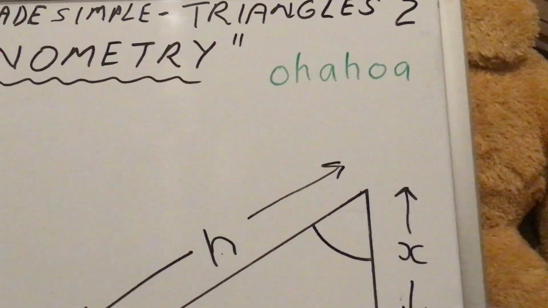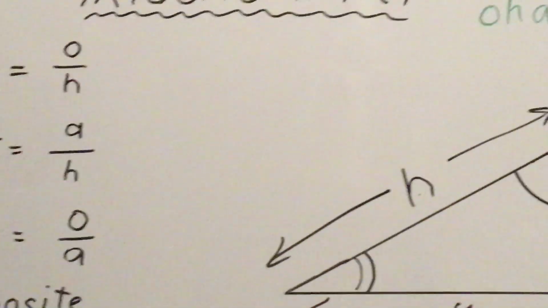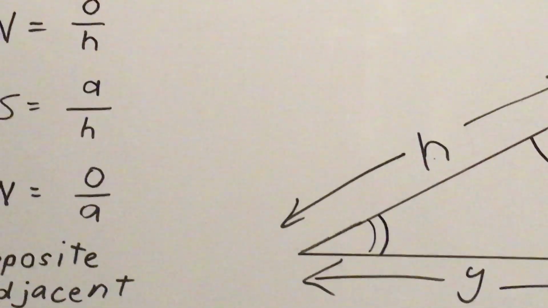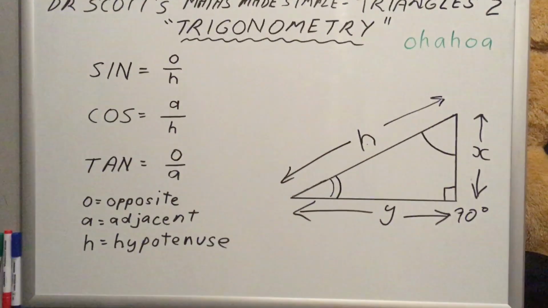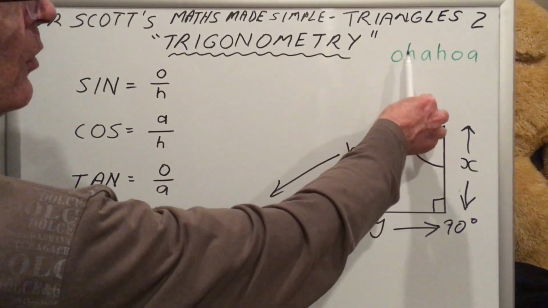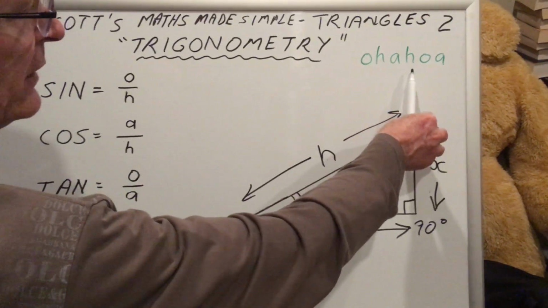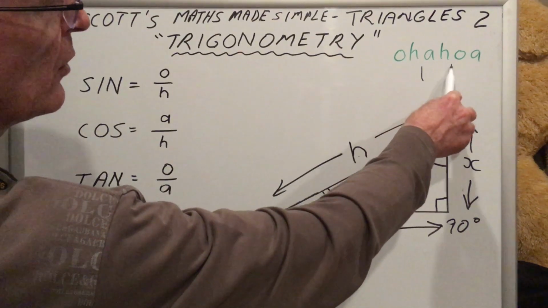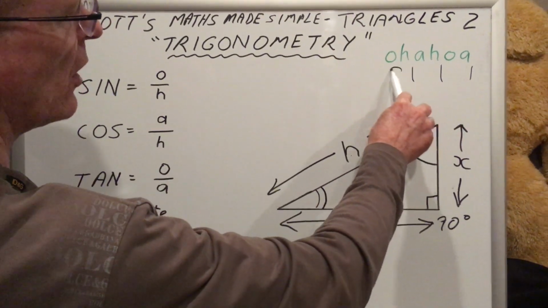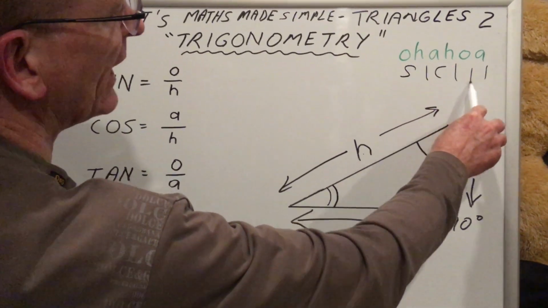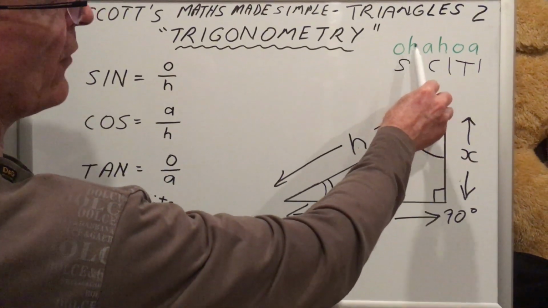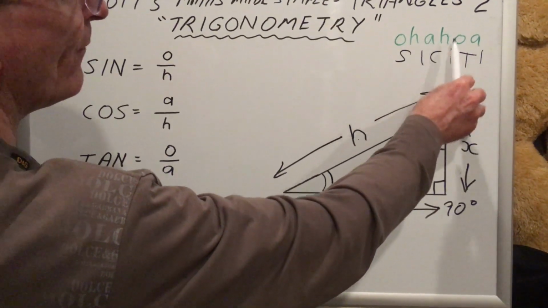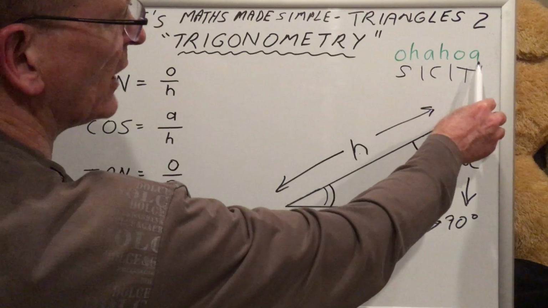I don't know if you can tell how old a horse is, because I can't, but I use this little rhyme to help me with trigonometry. Old horses always hide old age. That's how I remember sine, cos, tan. Sine, cos, tan. Opposite over hypotenuse, adjacent over hypotenuse, opposite over adjacent.